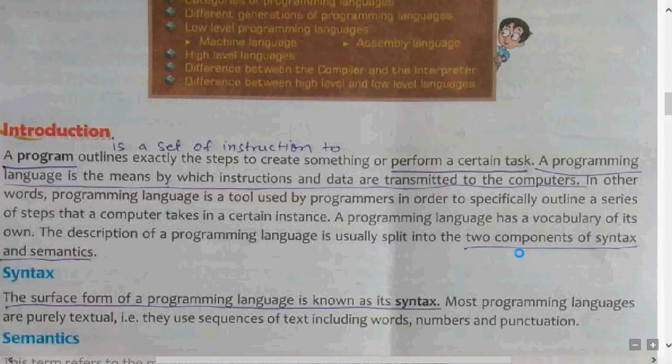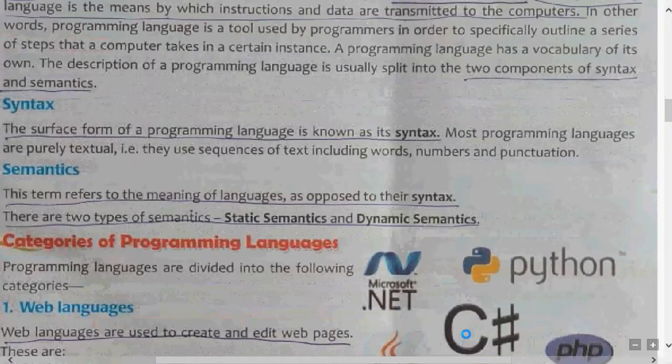The two main components of a programming language are syntax and semantics. The surface form of the programming language is known as its syntax, means like the grammar. It is similar to grammar. Most programming languages are purely textual. They use a sequence of text including words, numbers and punctuation.